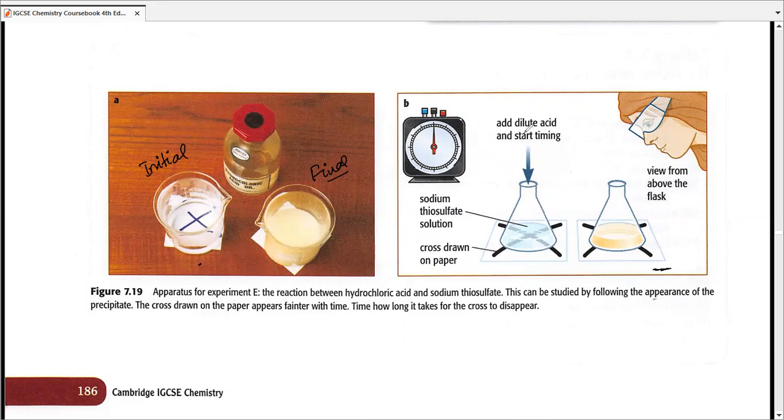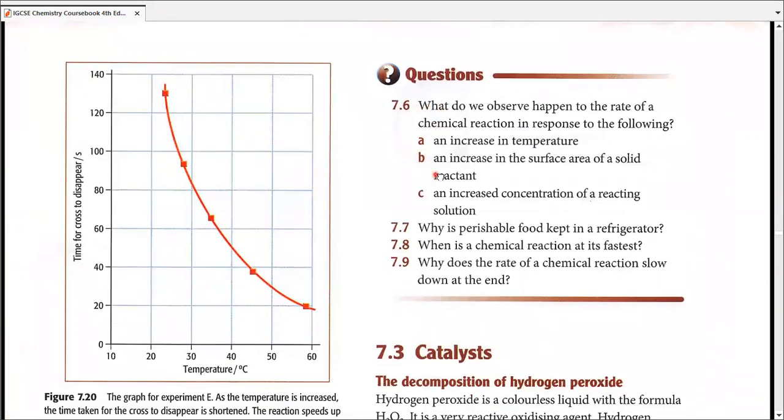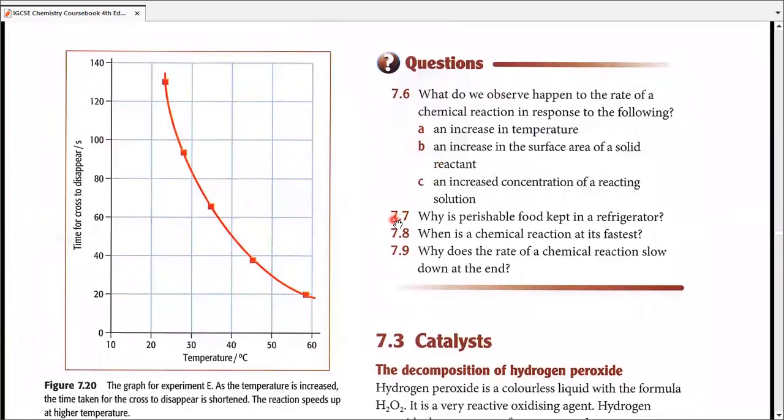So you start adding the dilute acid, you start the timer, and you view the flask from above to see whether the cross line has disappeared or not. As soon as the cross line disappears, you are supposed to note that time. Now, of course, since we are about to prove some temperature changes in there, we need to perform the experiment at different temperatures. For different temperatures, we'll have different readings, and we can plot a graph.